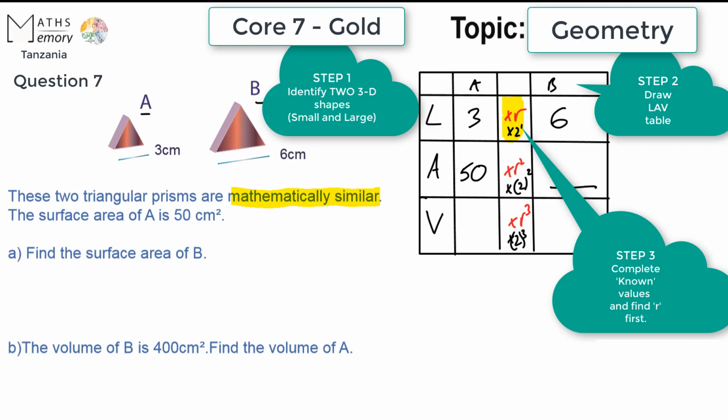So 50 times 4 is going to be 200. And that's the answer for this one over here. 200, and 200 we're going to write over here as well.